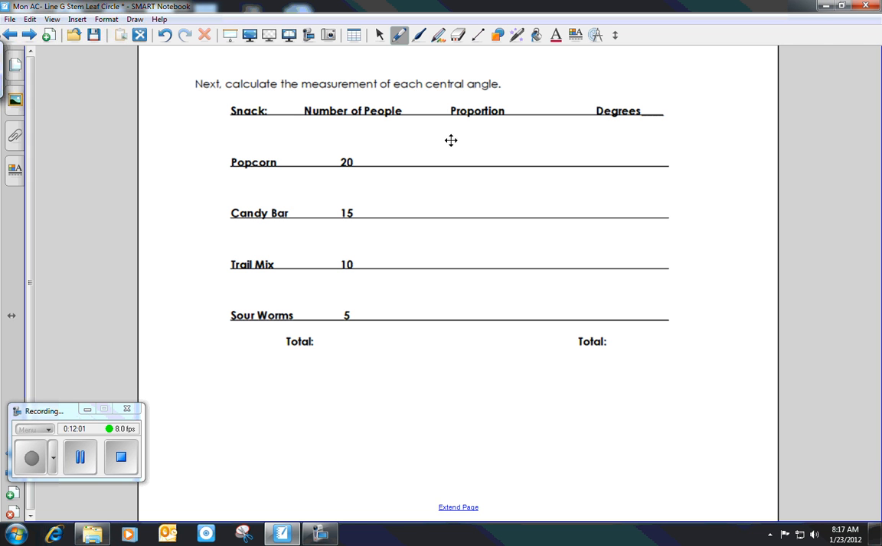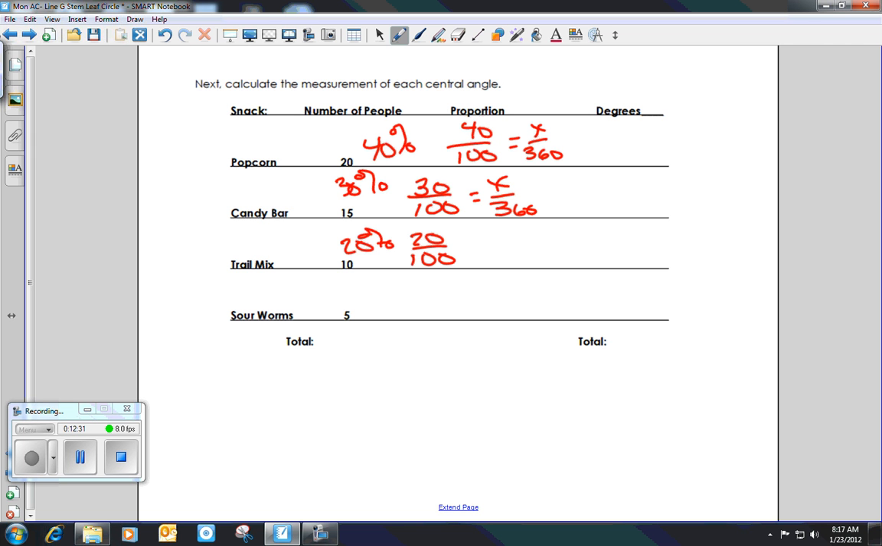My percent here was 40%. Okay, so this was 40% if you look back at the original table. And that gives me 40 out of 100 for my percent and X out of 360 for my degrees. And I can go through and calculate the degrees. The candy bar was 30%, so that'd be 30 over 100 and X over 360. The trail mix was 20%. Okay, so I want you to go through and set up these proportions and calculate the amount of degrees in the middle of your circle.